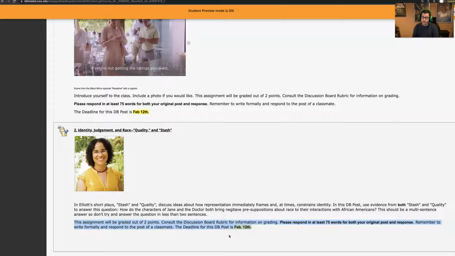To qualify for any points on the discussion board, you have to make sure that your original post is at least 75 words. Then you need to find a post of a classmate and respond to that classmate with at least 75 words in your response. So you need both. If you are under 75 words for either of the two posts, you are unable to earn full points on the discussion board.